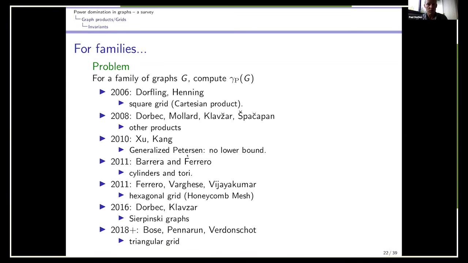And Chu and Kang made a study on the generalized Petersen graph, but did not manage to find a lower bound in 2010. And then cylinders, hexagonal grids, Sierpinski graphs, and triangular grids have been studied. Maybe some more since then.